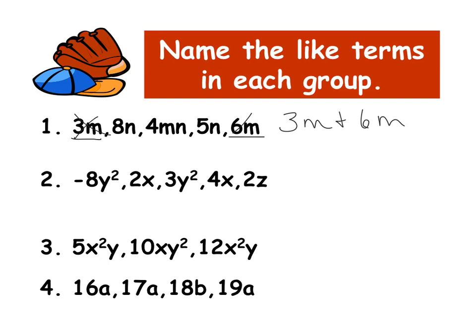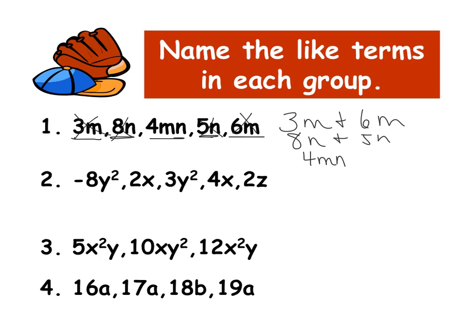Alright, now I'm taking care of those. My next term is 8n. It has an n attached to it. So I'm looking for the term that has just an n attached to it. And that would be 5n. So 8n and 5n are like terms. And finally, I am left with just this 4mn. There are no terms like this. There is no other term that has both an m and an n. So 4mn is by itself.